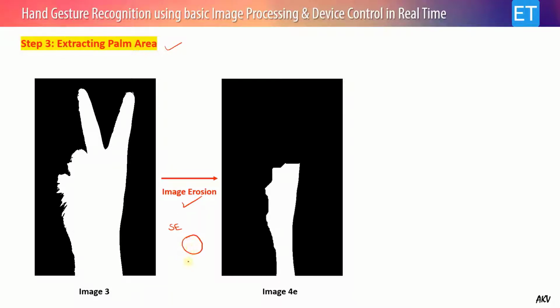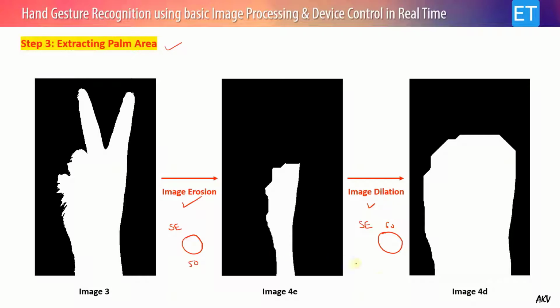It is with a radius, let's say 50, and after this, the image is dilated with a structural element, again a disk, with a larger radius, let's say 60. So after image dilation, this becomes like this. So this is actually representing the palm area.